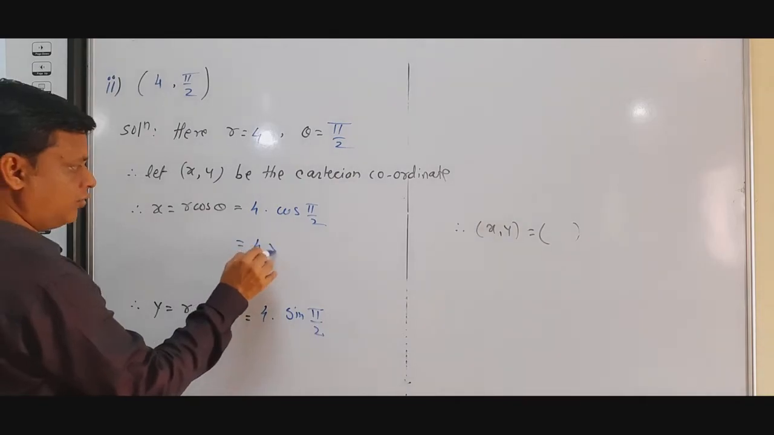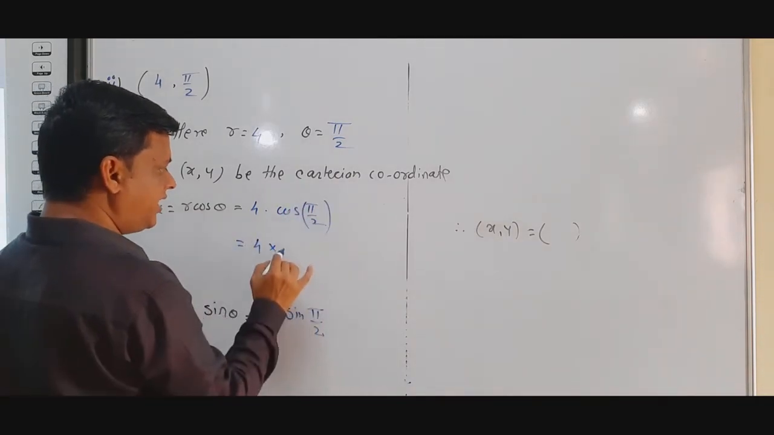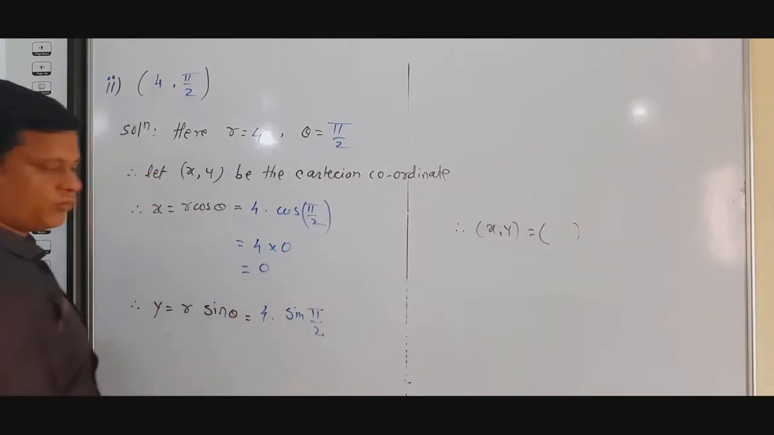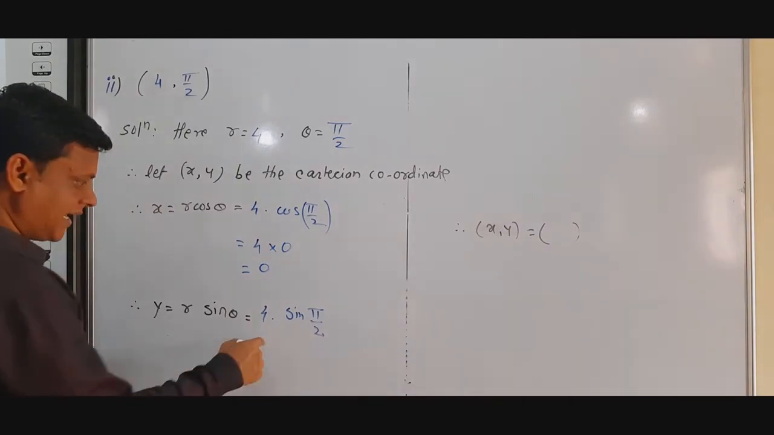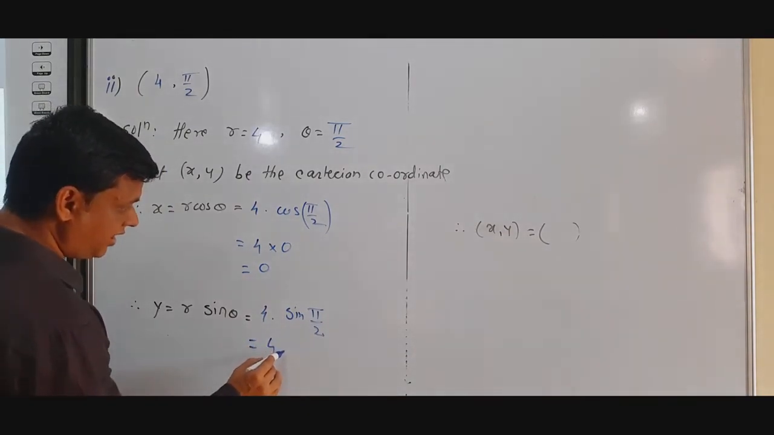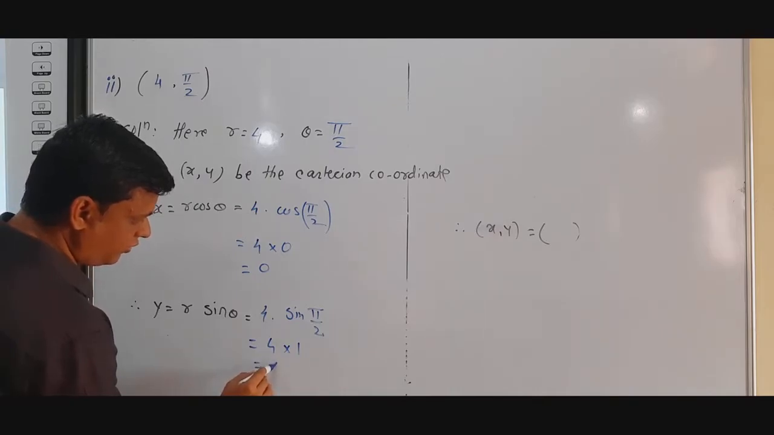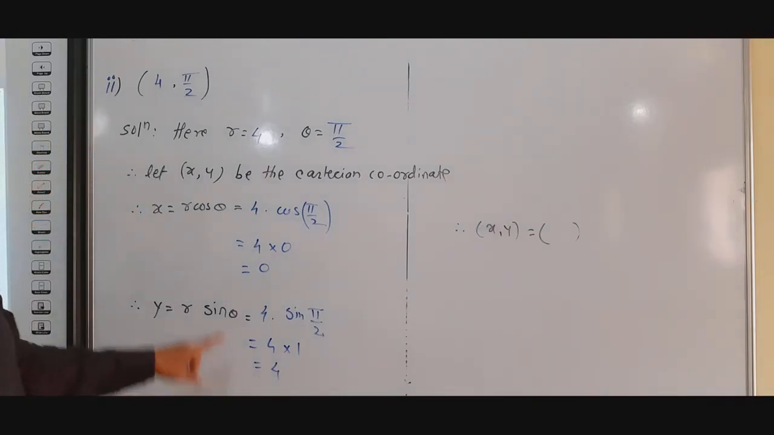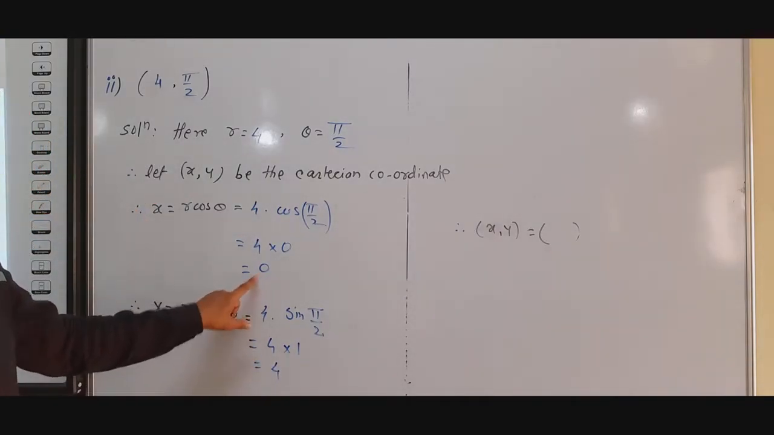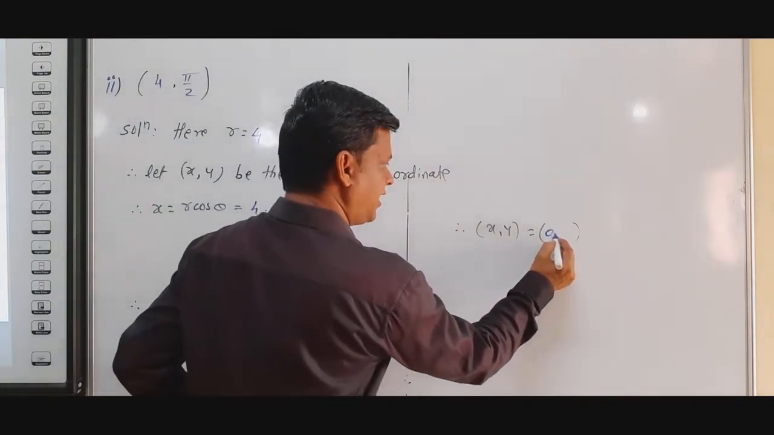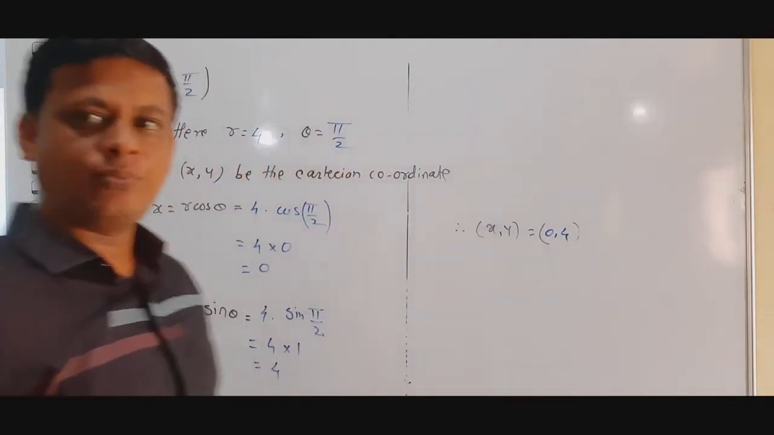Now 4 into cos 90 is 0, 4 into 0 equals 0. Here sin 90 is 1, so we write 4 into 1, which equals 4. Therefore, the Cartesian coordinates are (0, 4). So we have to write the Cartesian coordinates as (0, 4).